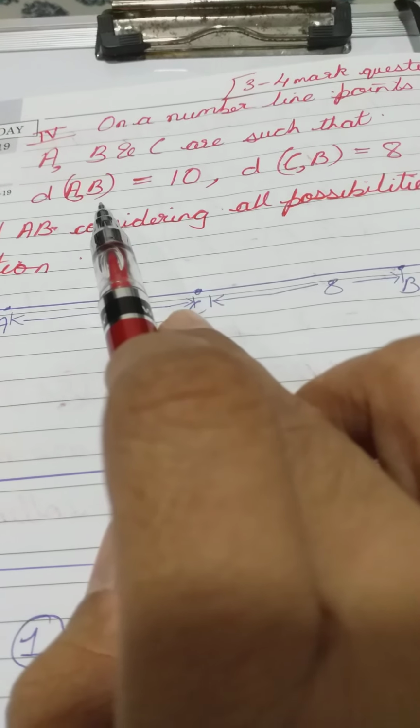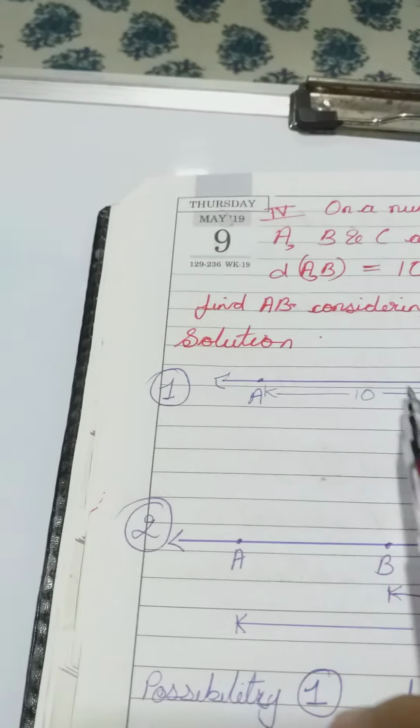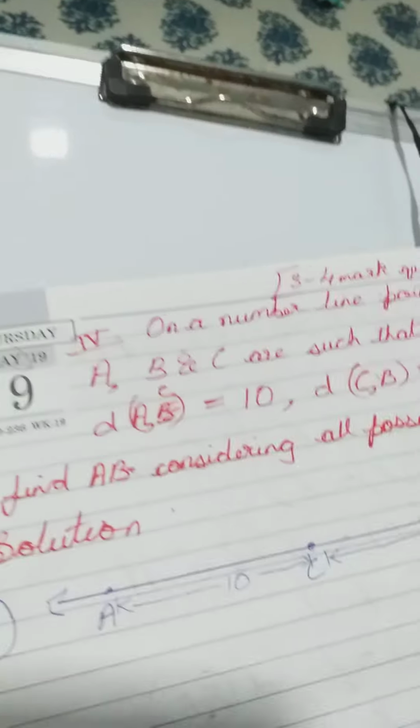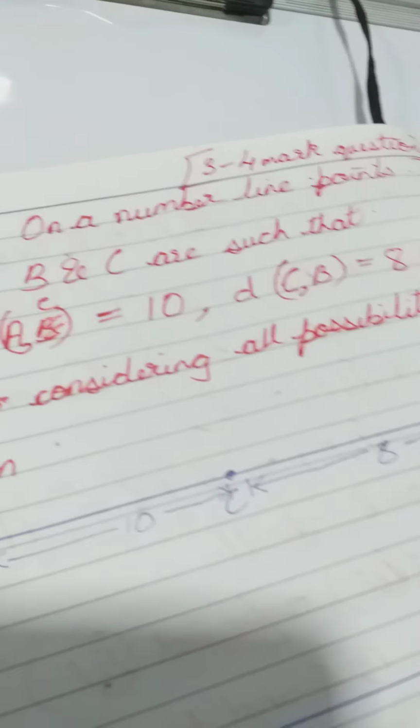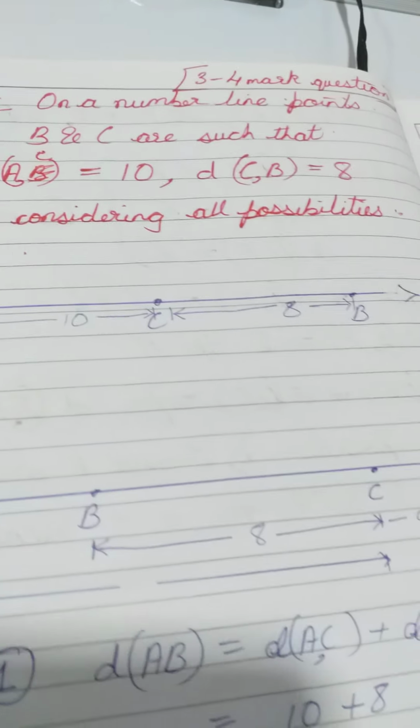Something has gone wrong in the question. The distance should be AC. This should be AC. AC is equal to 10, CB is equal to 8. Okay, find AB considering all the possibilities.